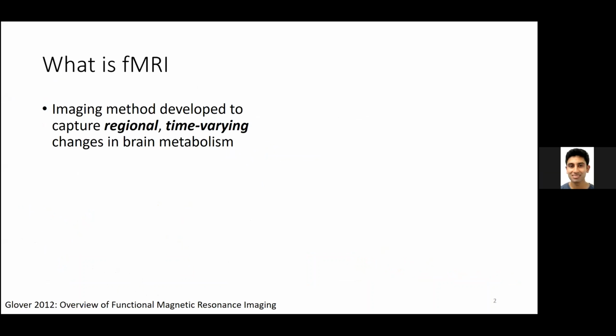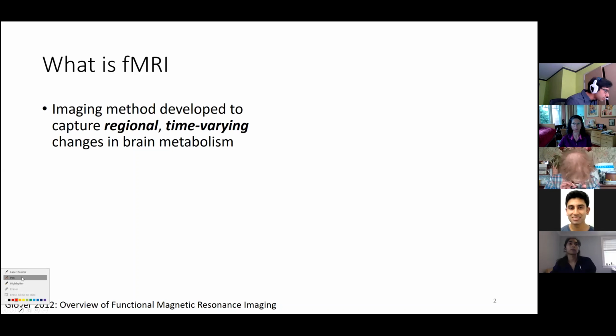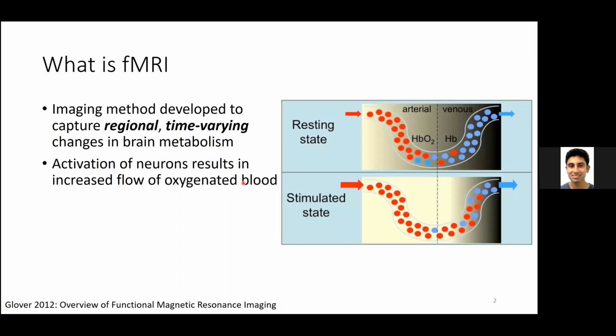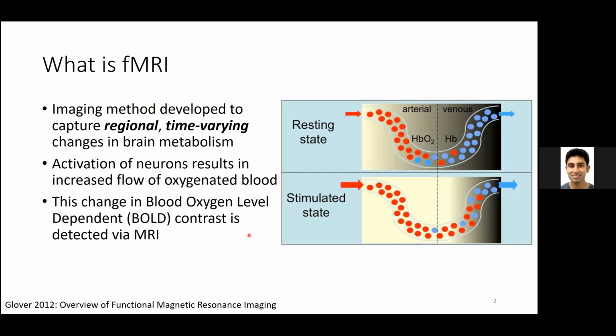To start, I want to give a brief introduction to fMRI. fMRI is a method developed to capture regional and time varying changes in brain metabolism. This is due to the fact that when neurons get activated, there's an increased flow of oxygenated blood to the area. And this change in blood oxygen level dependent contrast can be detected via MRI.